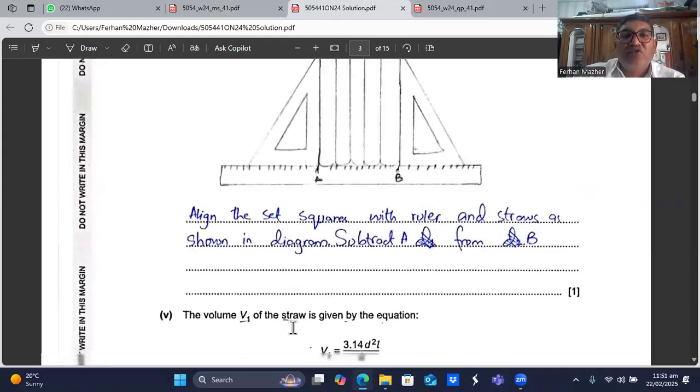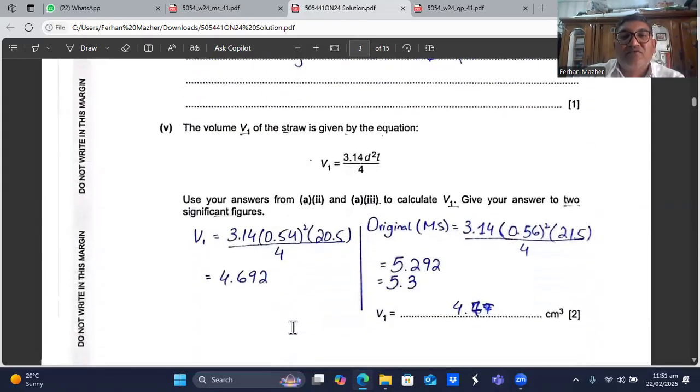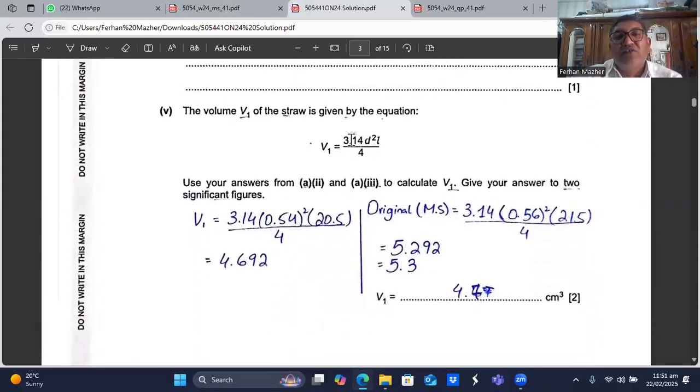So let me show you. I have done this on the paper. So here we go. V1 is equal to 3.14 D square into L divided by 4. So 3.14 into 0.54 square multiply 20.5 divided by 4. So you get 4.692. So if you use the original values which are given in the marking scheme, this is my answer because our readings of length and the diameter are a little less.